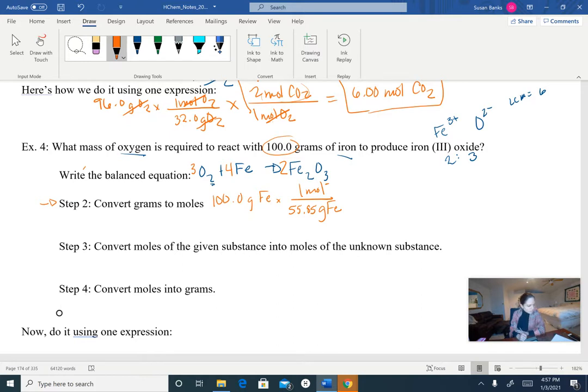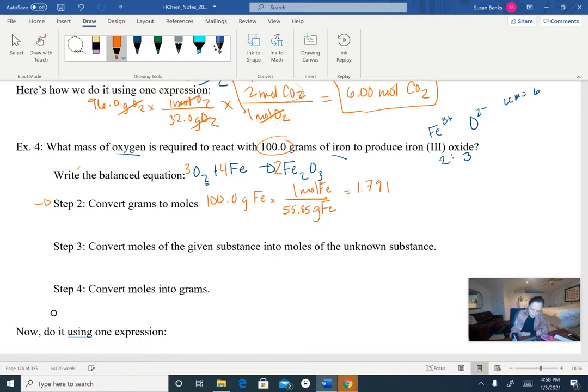Okay? So there's my first step. I want to convert my grams to moles of what I want to know. So I'm going to take 100 and divide it by 55.85. So grab your calculator, 100 divided by 55.85, and we are going to get 1.7905. So 1.791 moles of iron with our 4 sig figs.